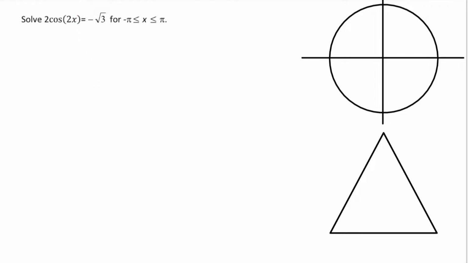Let's now answer this question together. So I have to solve 2 cos of 2x equals negative the square root of 3 for negative pi to pi. The first thing I'm going to do is rewrite this, but divide both sides by 2. So that means on this side, I'm going to have this, and I'm actually going to rewrite my domain as that. So it's the same information, just represented in a different way.